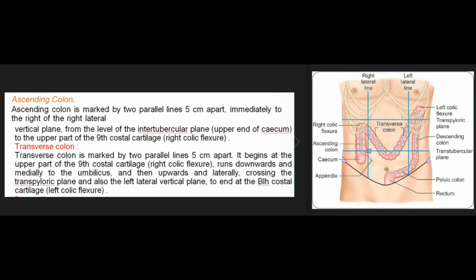Ascending colon. Ascending colon is marked by 2 parallel lines 5 cm apart, immediately to the right of the right lateral vertical plane, from the level of the intertubercular plane, upper end of cecum, to the upper part of the 9th costal cartilage, right colic flexure. Transverse colon. Transverse colon is marked by 2 parallel lines 5 cm apart. It begins at the upper part of the 9th costal cartilage, right colic flexure, runs downwards and medially to the umbilicus, and then upwards and laterally, crossing the transpyloric plane and also the left lateral vertical plane, to end at the 8th costal cartilage, left colic flexure.